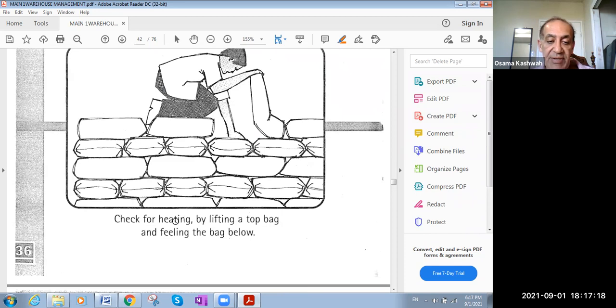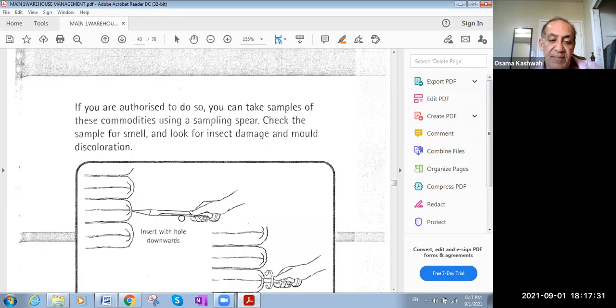Another point: check for heating by lifting a top bag and feeling the bag below. So put your hand on the bag. Is it hot or not? Because of stacking the bags above each other, it can become very warm and very hot. Some products are not approved to be that hot. You are authorized to do so.